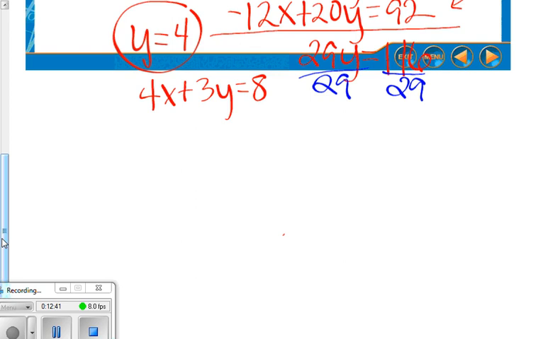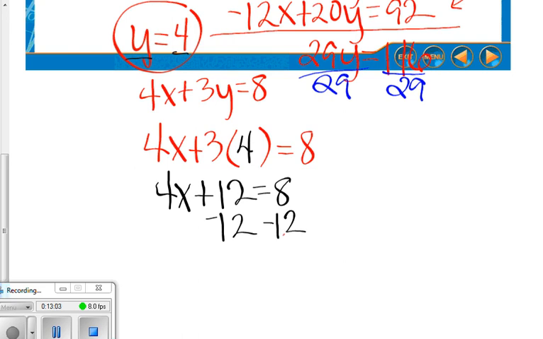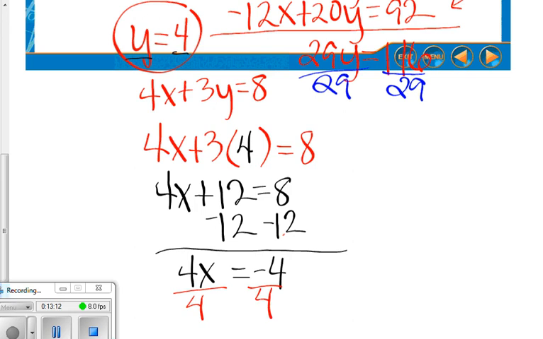So what variable am I going to replace? Y. Because I know what y is. Y is 4. So I'm going to plug that in, 4. We end up with 4x plus 12 equals 8. Subtract 12, subtract 12. 4x is equal to negative 4. What do I do now? Divide by 4. Divide by 4. And x is equal to negative 1.